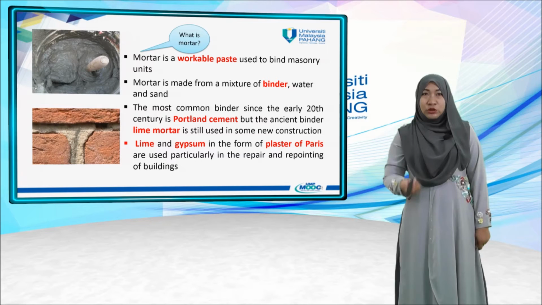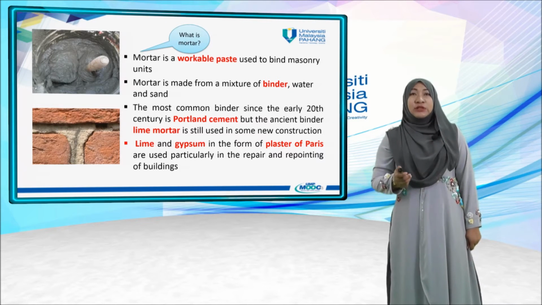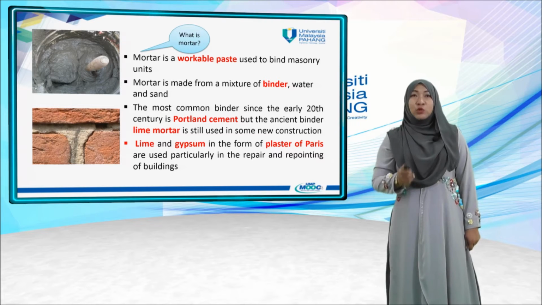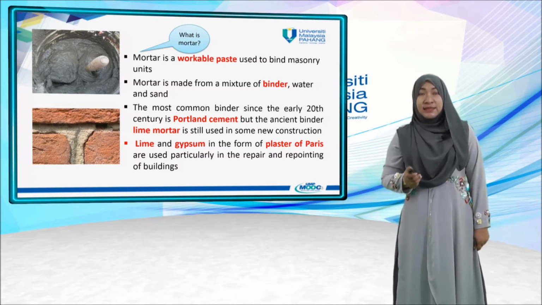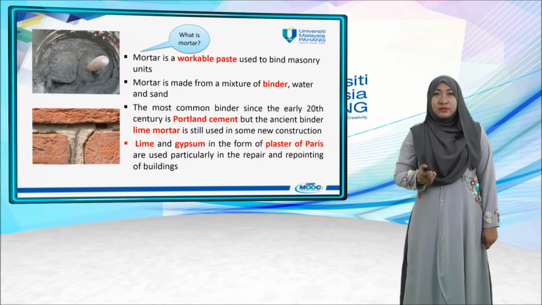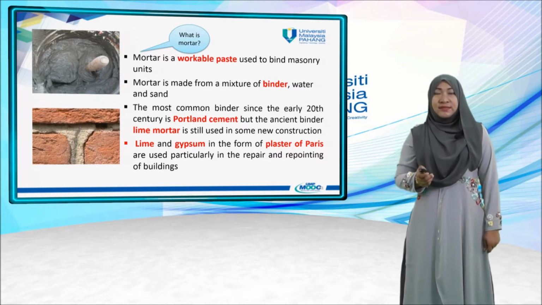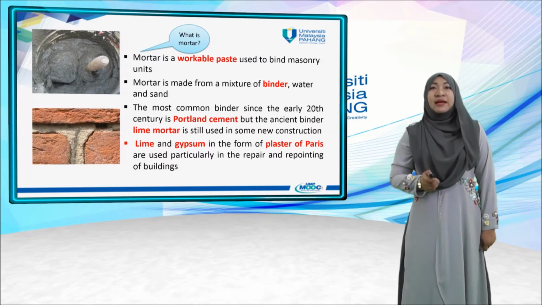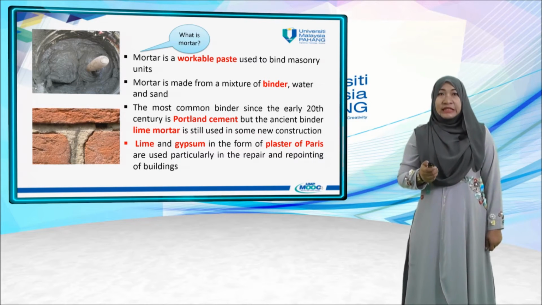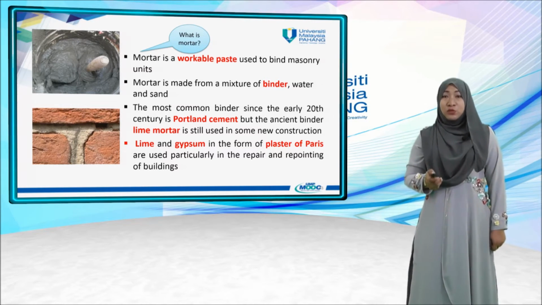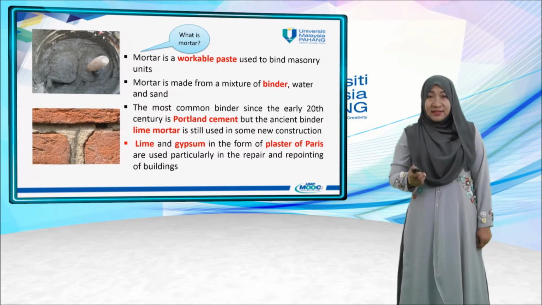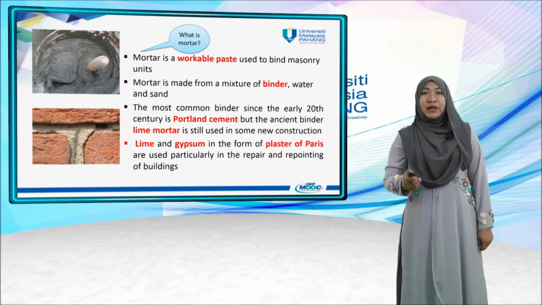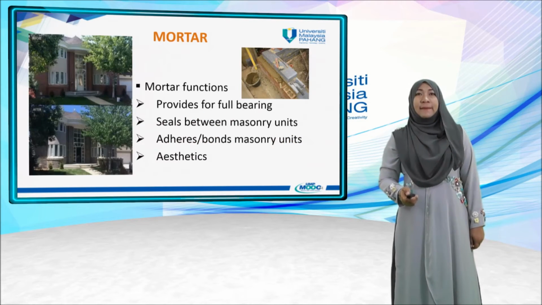And then what is mortar? Mortar is a workable paste used to bind masonry units. Mortar is made from a mixture of binder, water and sand. The most common binder since the early 20th century is Portland cement, but the ancient binder, lime mortar, is still used in some new construction. Lime and gypsum in the form of plaster of Paris are used particularly in the repair and repointing of buildings.